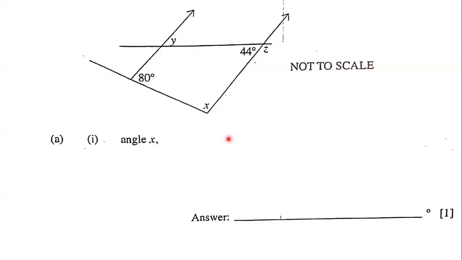Here, our goal is to determine the size of angle X. Notice that angle X is here. And notice that we have a useful geometrical rule that can help us to determine the size of angle X. It says that co-interior angles add up to 180 degrees. But how do we identify or spot co-interior angles?